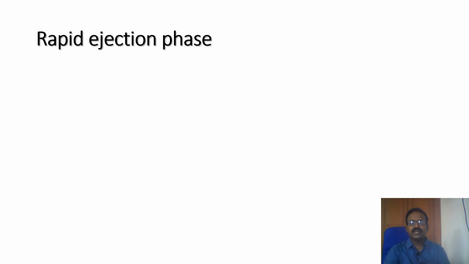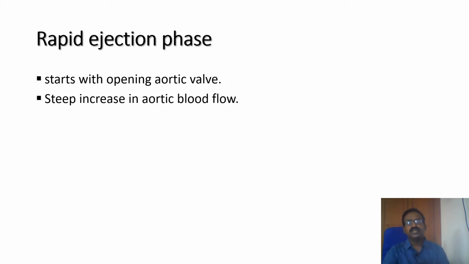The rapid ejection phase occurs after the isovolumetric contraction phase. During the isovolumetric contraction phase, more tension is developed within the ventricle. It tries to open the aortic valve. The phase starts with the opening of the aortic valve. So more blood is ejected from the left ventricle to the aorta, and likewise from the right ventricle to the pulmonary artery. It steeply increases the aortic blood flow.